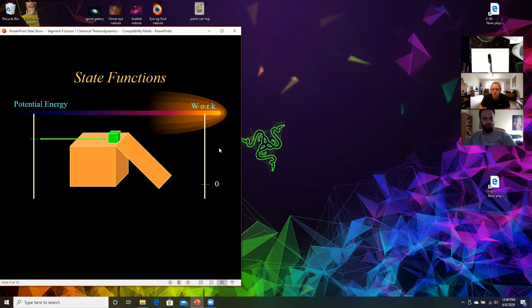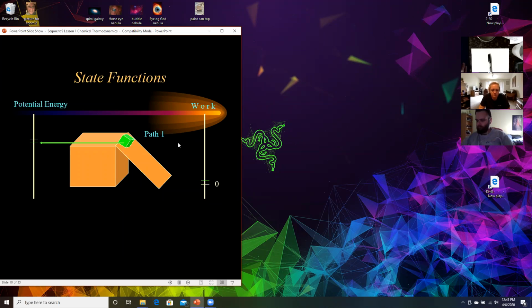Let's illustrate this with a little green box on top of a bigger orange box with a little ramp attached to it. We can consider the green box on top of the orange one as state 1. And I'm looking at the potential energy that that little green box has at each position and the amount of work that's being done as you move from this position to something else. So we're looking at both the potential energy and the work in this process.